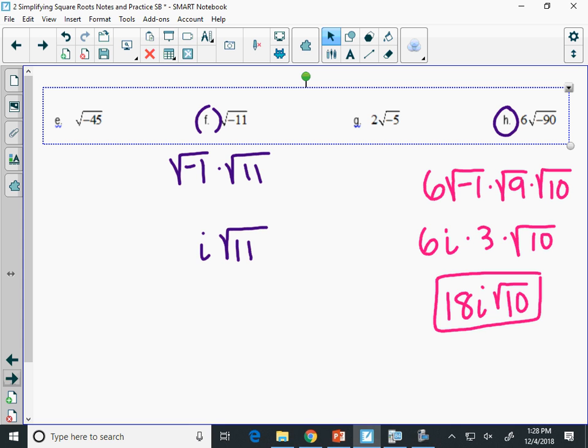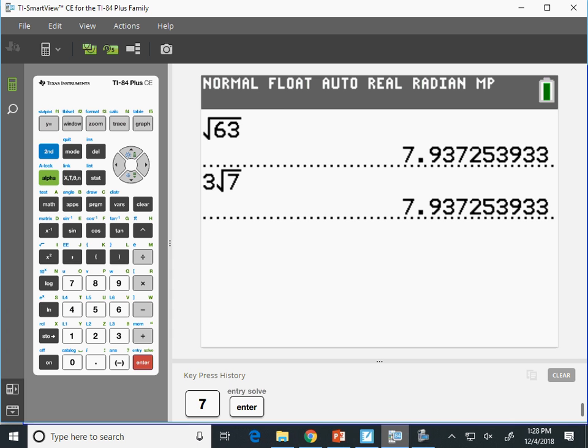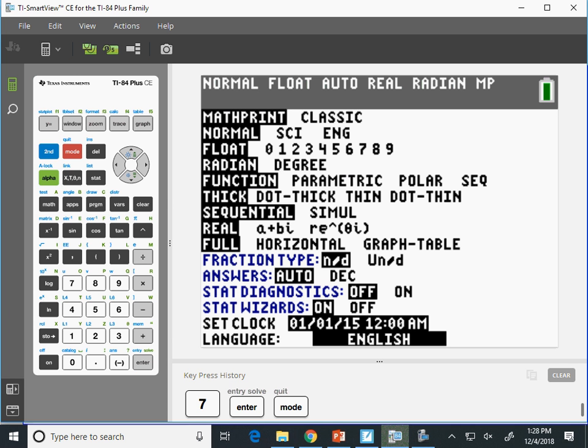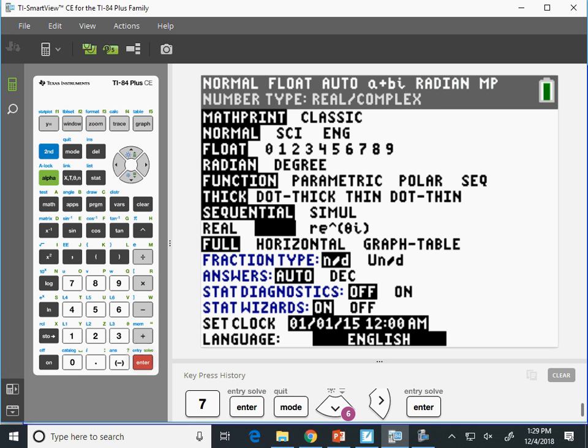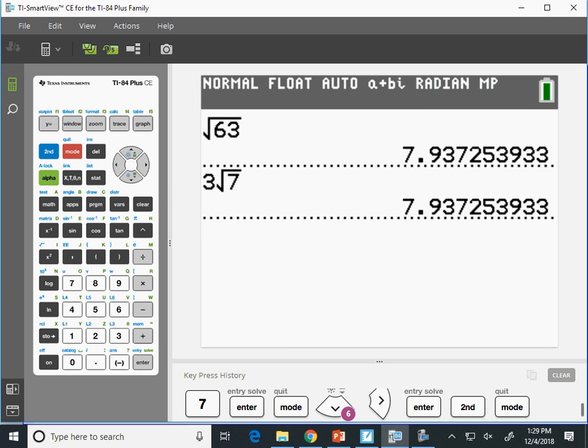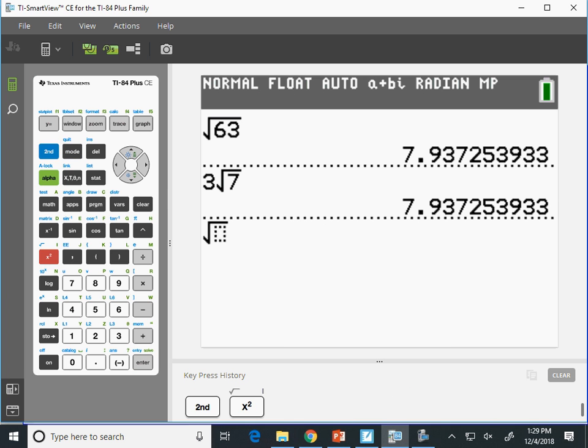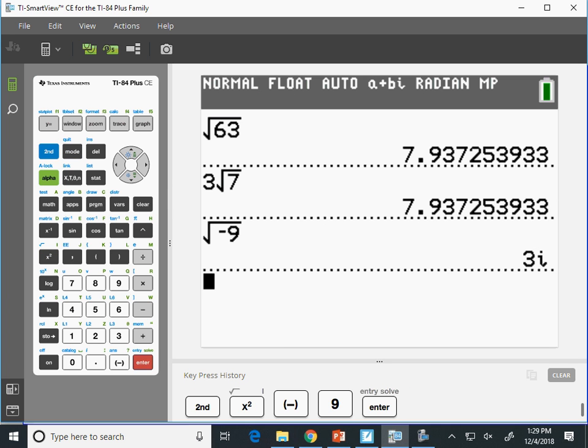If we change it from real to a plus bi, you can do it with the calculator. Interesting. I actually didn't know that. Oh, I could change from real to complex. Does it put i in the calculator? Let's try this, guys. This is fun. Okay, so I'm changing the mode here. I didn't know this. So if I typed in the square root of negative 9, oh, it gives me 3i.